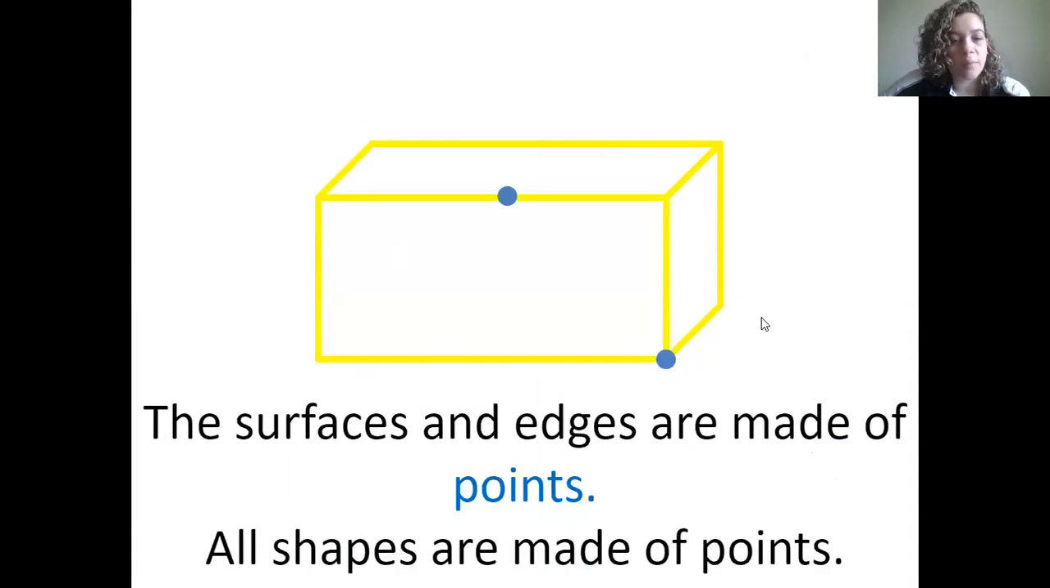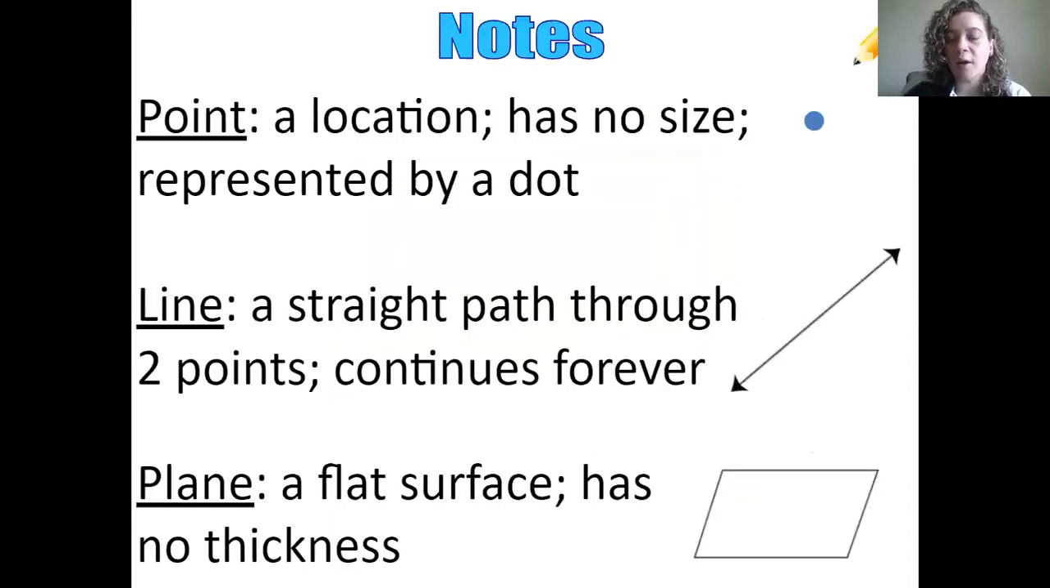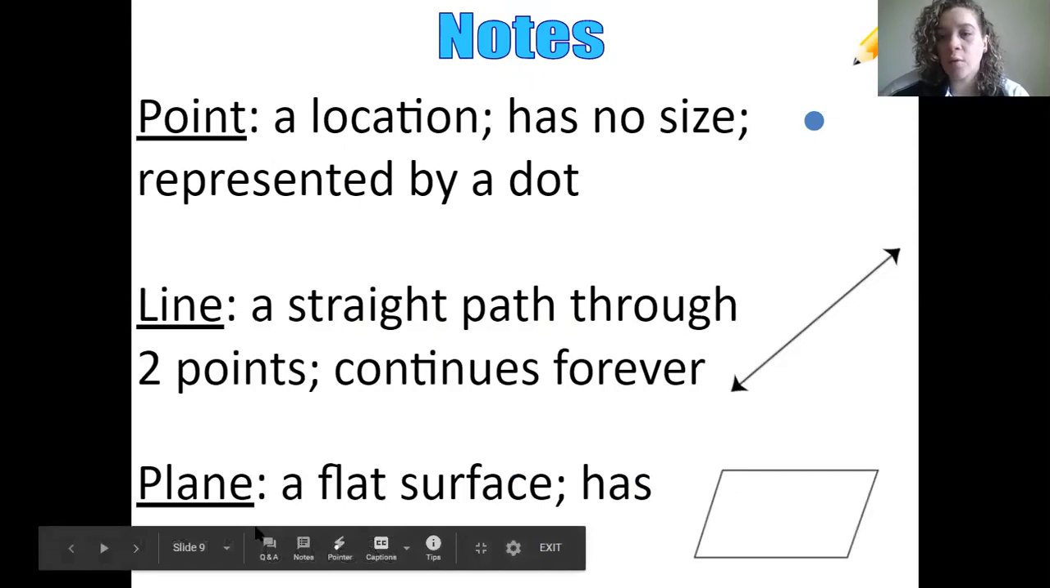And shapes are also made of points: the surfaces and edges are made of points. All shapes are made of points. So you can honestly find a point anywhere on a shape, okay? So here you have your first set of notes. This should be written in your notebook. I know that I need to write it because I see the pencil in the top right corner. So you are writing these 3 definitions down. Feel free to pause this video or go to the slide.